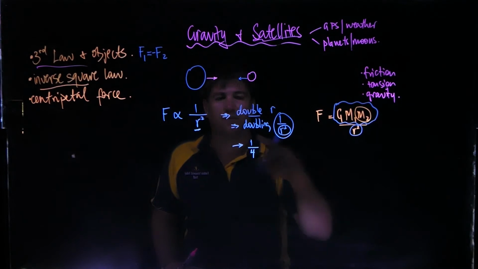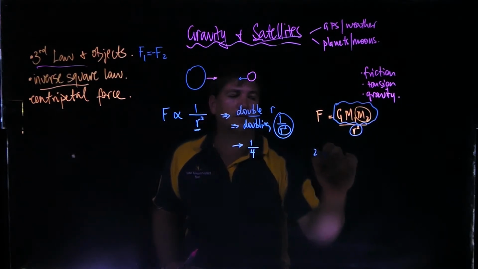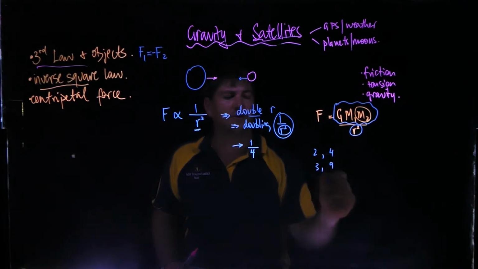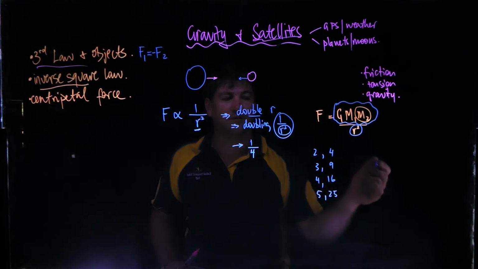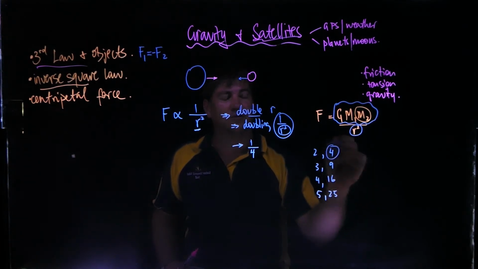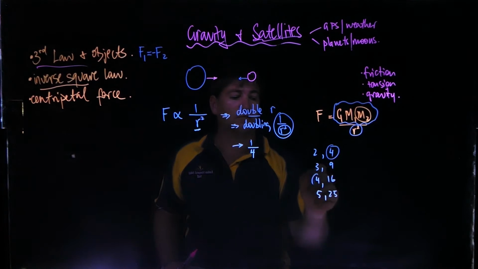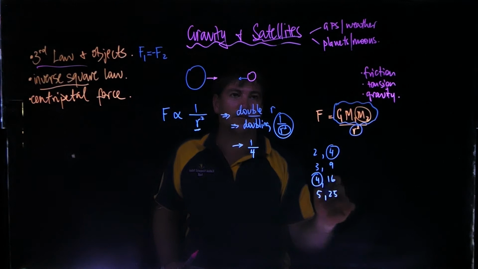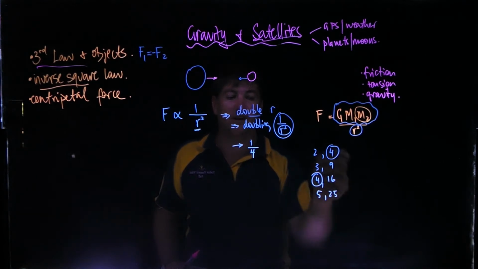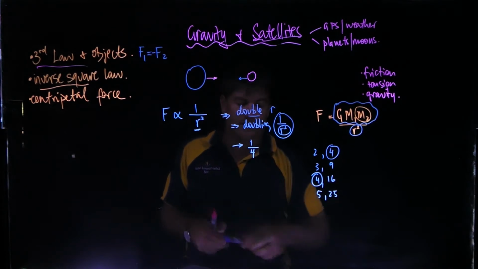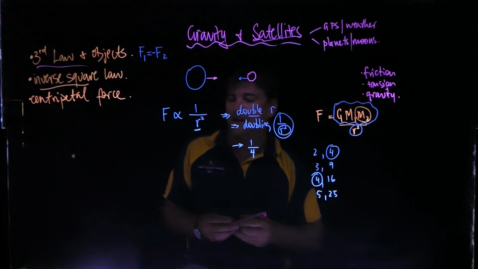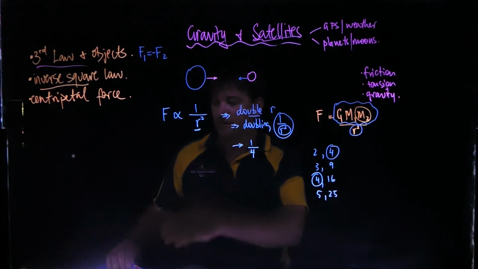So when you see these inverse square laws, I want you to imagine 2s and 4s and 3s and 9s, and 4 and 16, 5 and 25, etc. So if I make it a quarter the distance, that is actually 16 times stronger, a fifth the distance, 25 times stronger, and so on and so on. Those pairs go together.